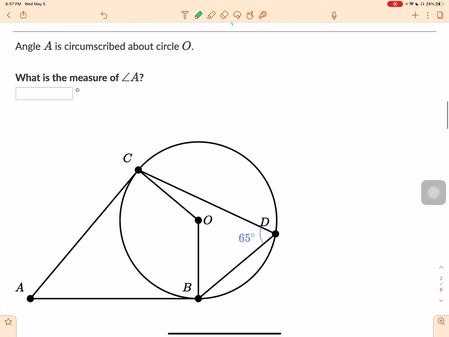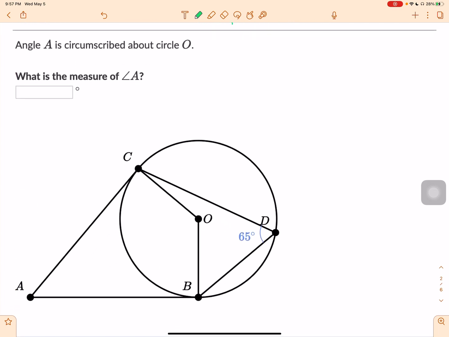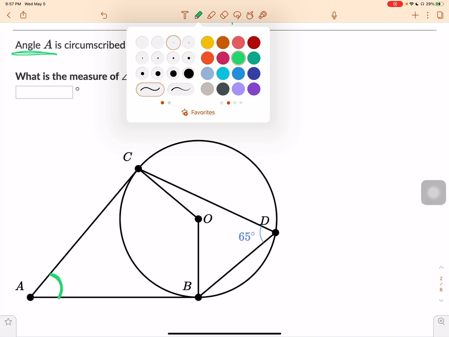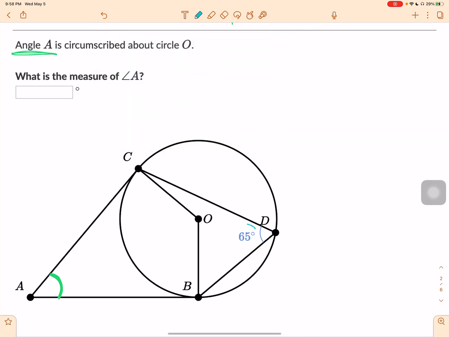All right, angle A is circumscribed about circle O. What is the measure of angle A? All right, so let's look at angle A. So angle A is right here, right? So we know that I see this inscribed angle over here, the 65 degrees. So that is an inscribed angle.